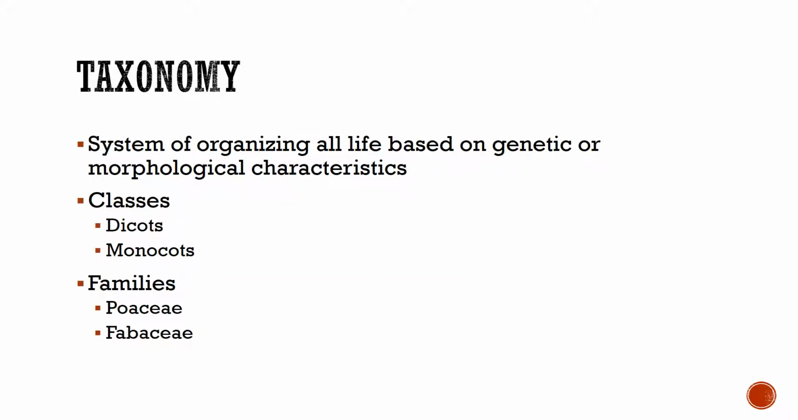So how do we figure out how to organize all of this? First of all, we look at the classes. Is it a monocot? Is it a dicot? Does it have one cotyledon? Does it have two cotyledons? And then we look at the family. Is it in the grass family? Is it in the legume family? Is it Poaceae? Is it Fabaceae? What class is it, or what family is it within those classes?